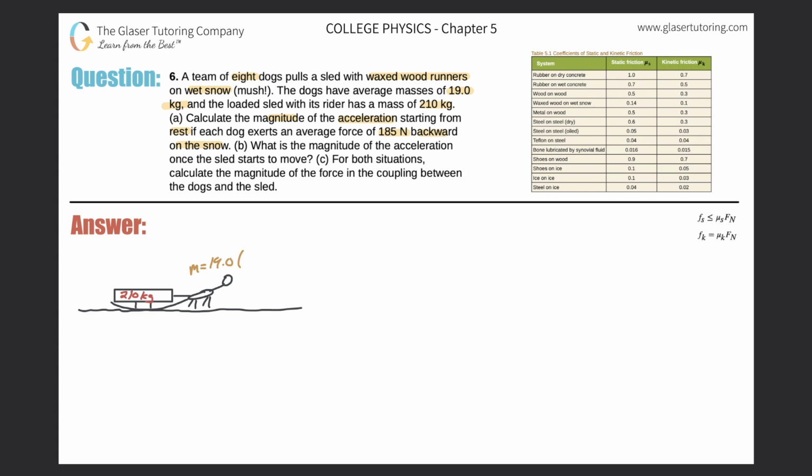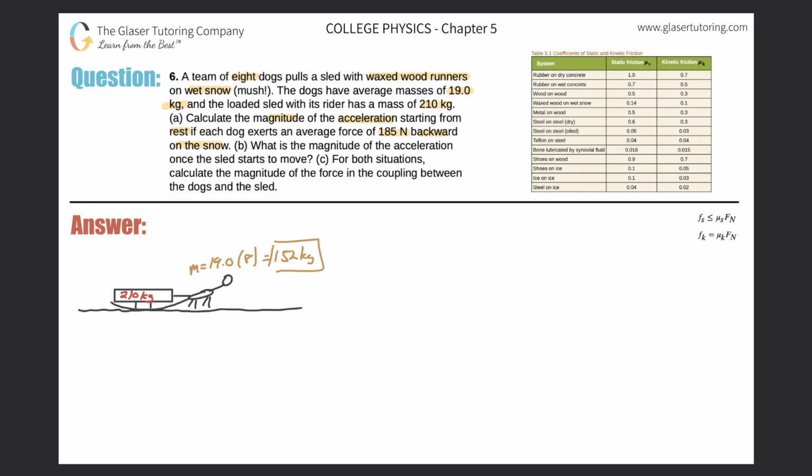But there's 8 of them. So let's just find the total mass because most likely that's what's important. 19 times 8. So we get 152. All right, so 152 kilograms would be the total mass of all the dogs. And what else do they tell us?